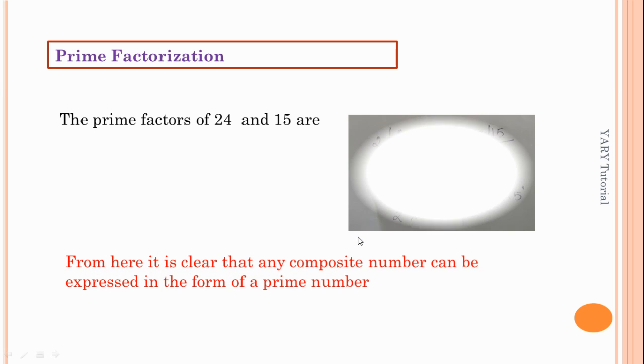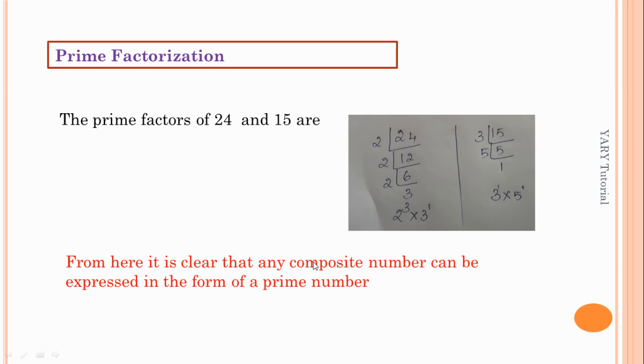From here it is clear that 24 and 15 are composite numbers, and any composite number can be expressed as a product of prime numbers.